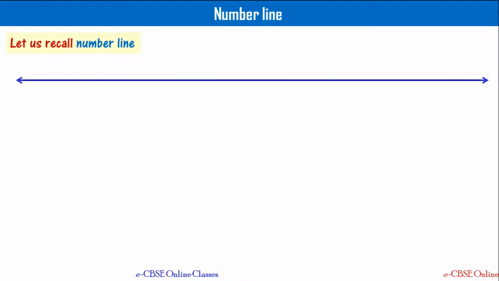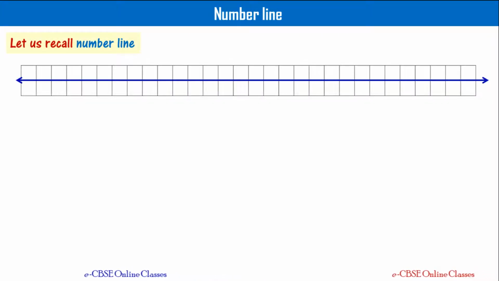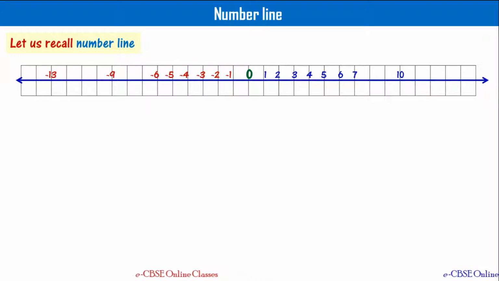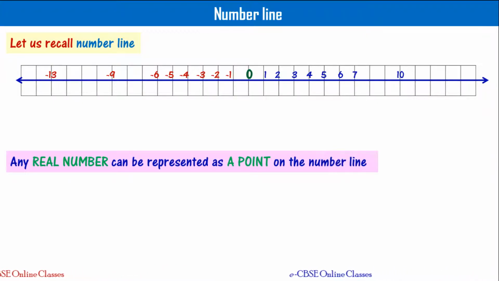Let us recall the number line. Number line is a line on which numbers like 0, 1, 2, 3, 4 and so on, and negative numbers like minus 1, 2, 3, 4 and so on are marked at definite intervals, right? It means that any real number can be represented as a point on the number line.